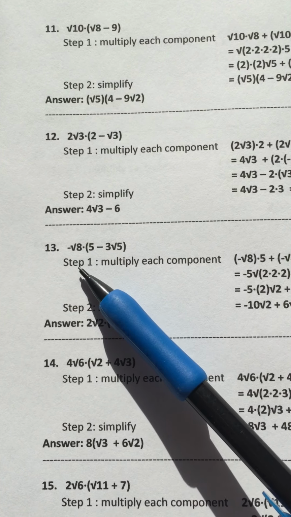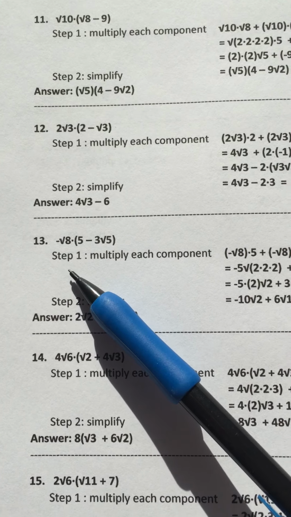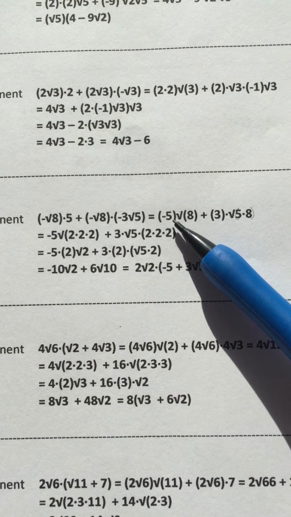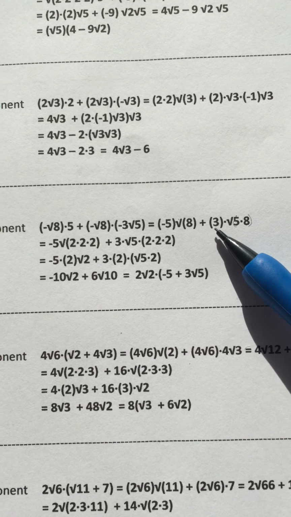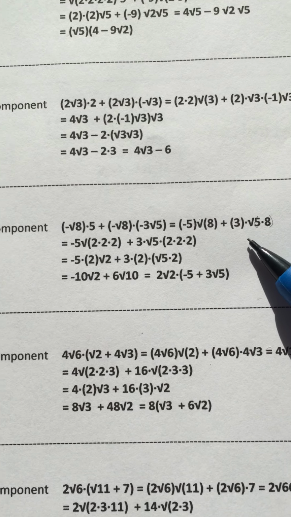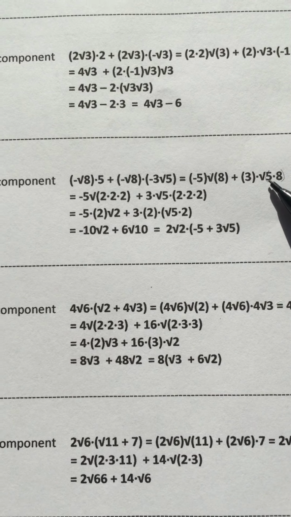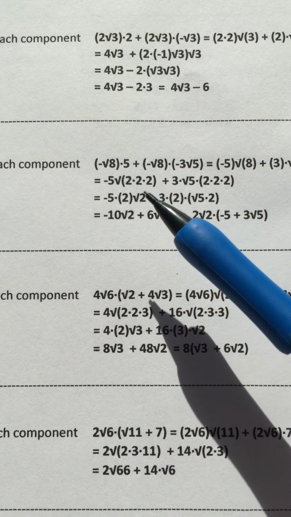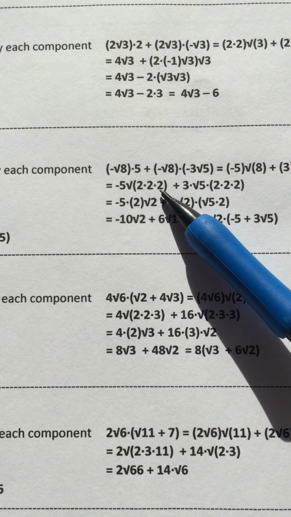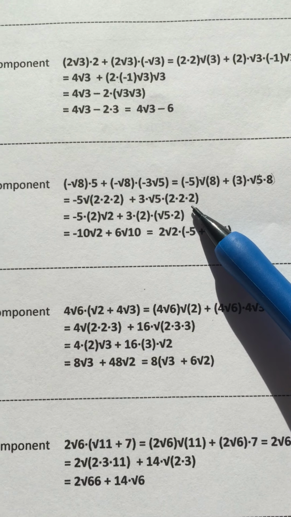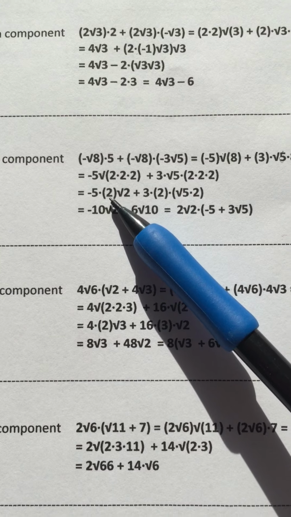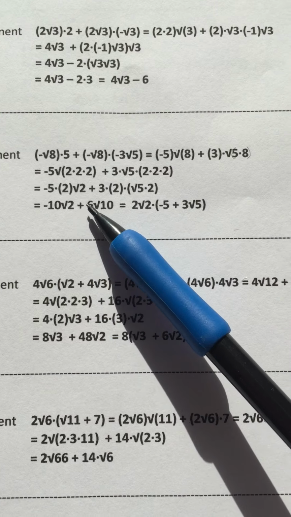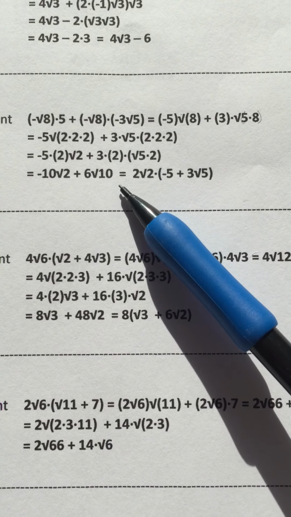For 13, minus square root of 8 times 5 minus 3 square root of 5. So again, multiply through each component. So I'm going to get the minus 5 square root of 8 plus 3 times square root of 5 times 8, which is the square root of 40. And the minuses, of course, there canceled. When I factor out the things under the radical, I get those terms. So I can pull out a 2 and the 2 there. So I have a minus 10 square root of 2 plus 6 square root of 10.